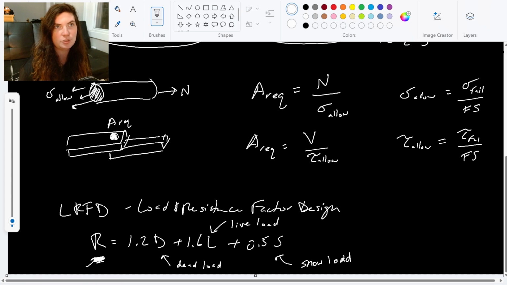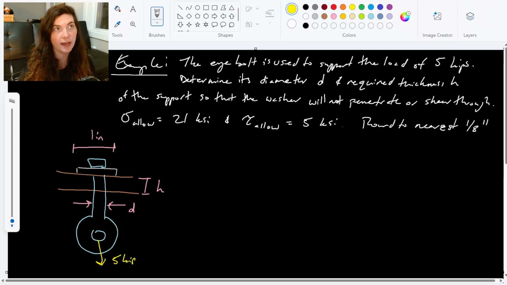In this class, we'll pretty much be looking at these factor of safety calculations. So let's look at an example. We have an eye bolt that's used to support a load of 5 kips. It asks us to determine diameter D and required thickness H of that support so that the washer won't penetrate or shear through, and gives us an allowable normal stress of 21 KSI and an allowable shear stress of 5 KSI, and to round to the nearest 1/8 inch.